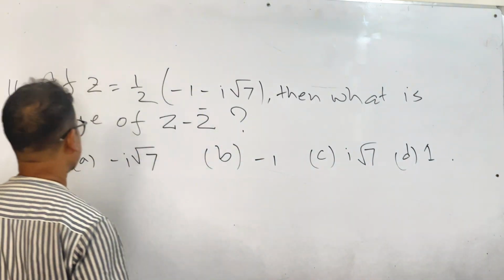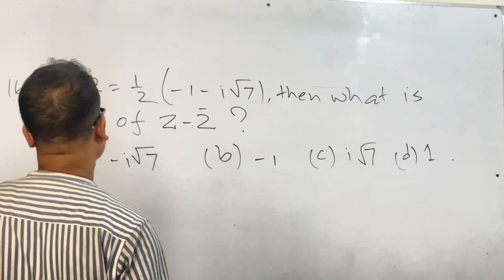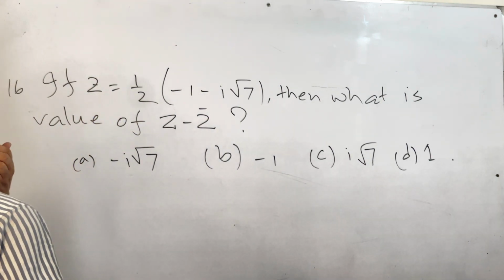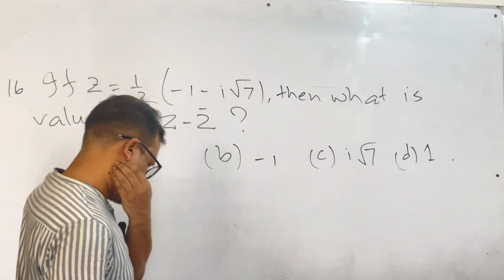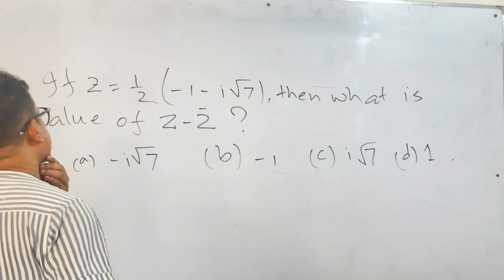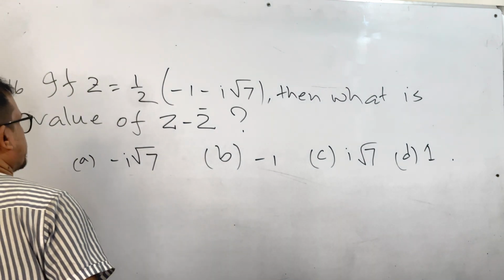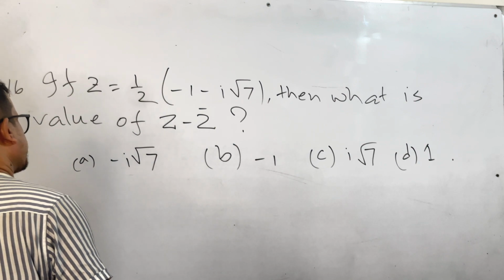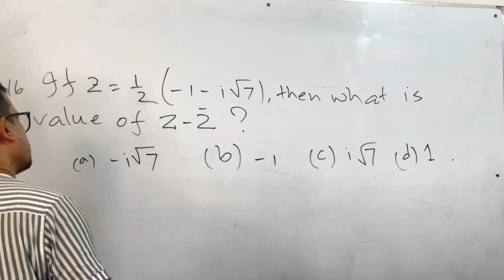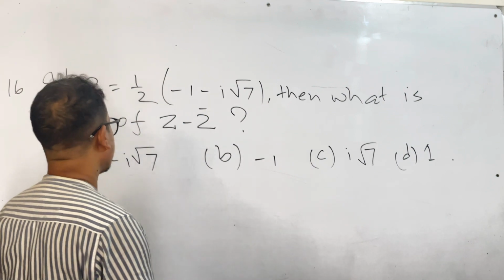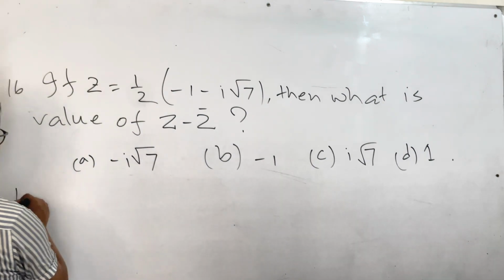What is the value of z minus z bar? Given z equal to half minus 1 minus i root 7, then what is the value of z minus z bar? Minus i root 7, minus 1, i root 7, d1, which would be correct. Next, 17.